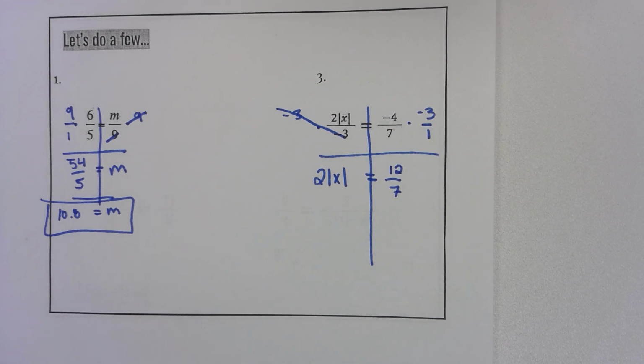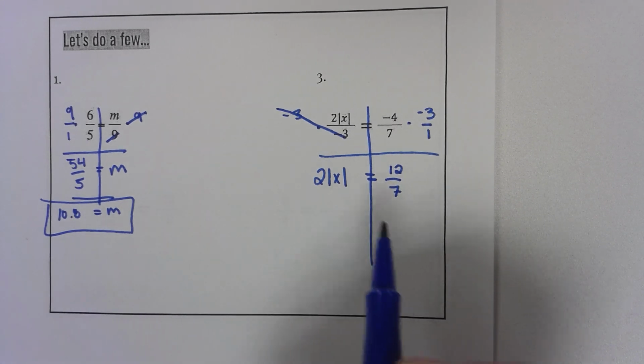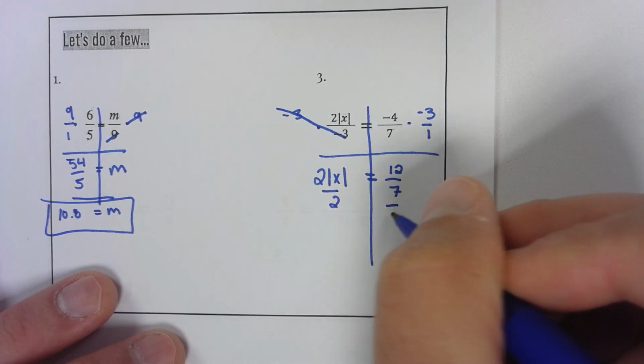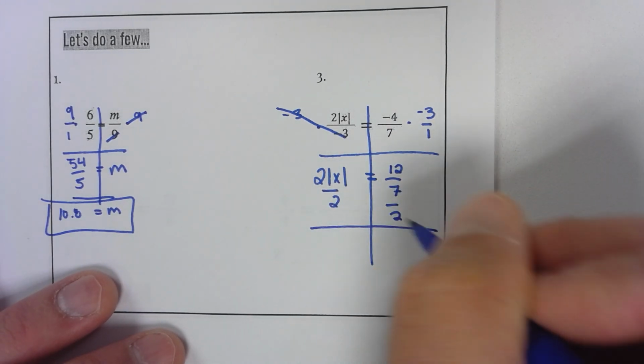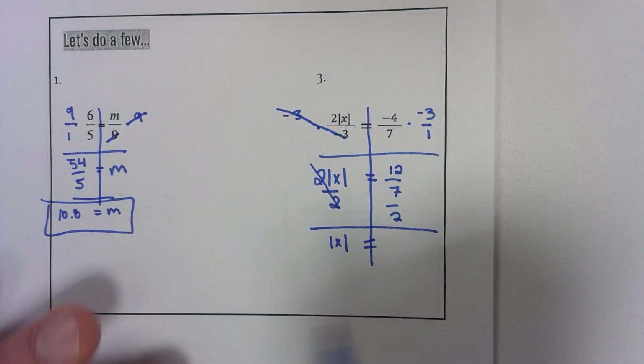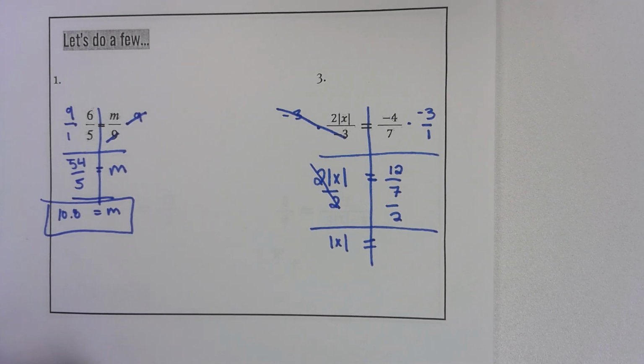Now, when we divide, because that's the last thing we need to do, get the absolute value by itself, I need to divide both sides by 2. Dividing by fractions is not as straightforward as multiplying. So this might be one where I say, let's just do the calculator. We might as well do it.